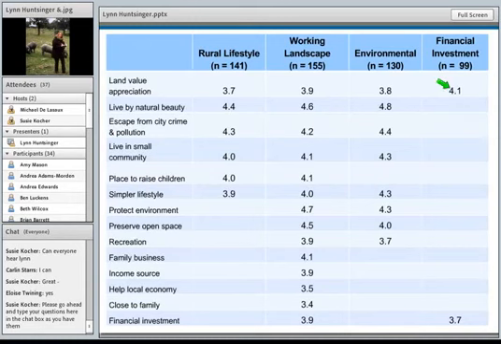You can see as you go over here that the people who most often thought this was an important reason for owning their land, and felt the strongest about it, are the ones that we called the financial investment group, a high proportion of which were absentee. That's why sometimes we say absentee. Live by natural beauty. Again, lots of people weighted that as important.